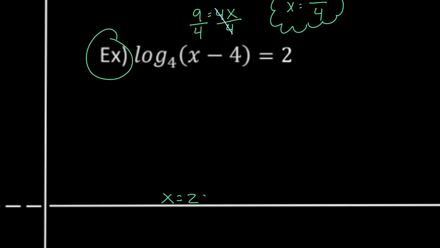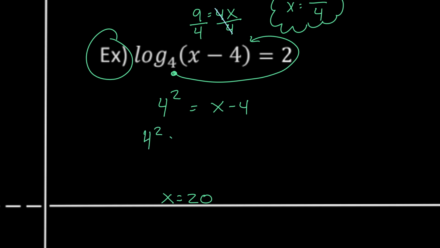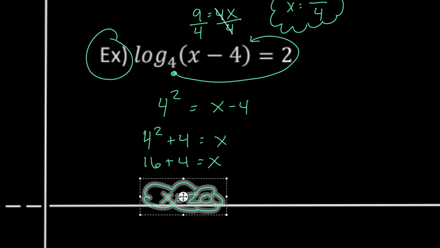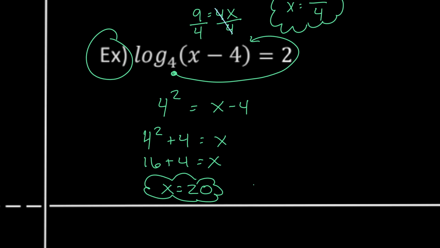X equals 20, yes. So what you did was, you're lucky your log was by itself again, so you can immediately roll. So 4 to the 2nd power is equal to x minus 4. So we just have to add 4 over. And then it's 16 plus 4, which is 20. Any questions on either of those? All right.